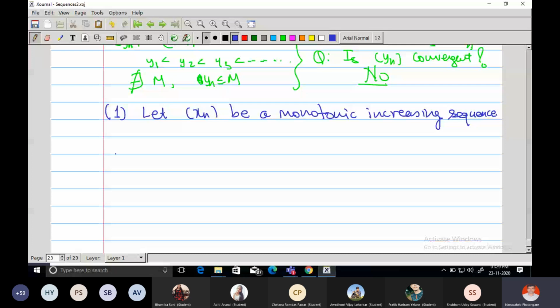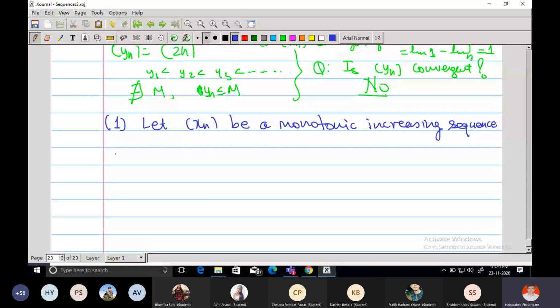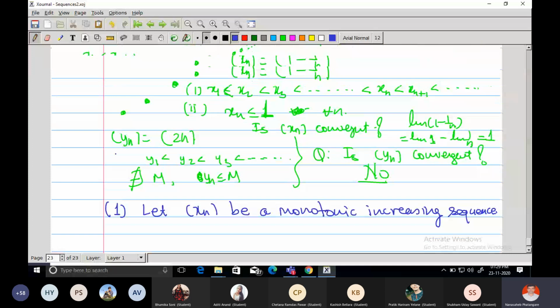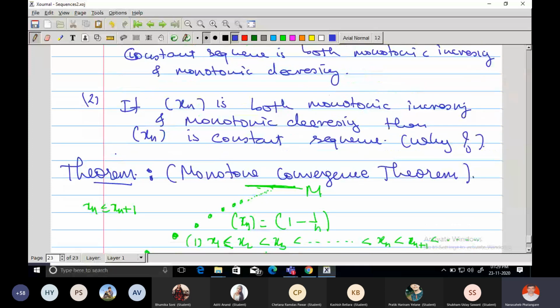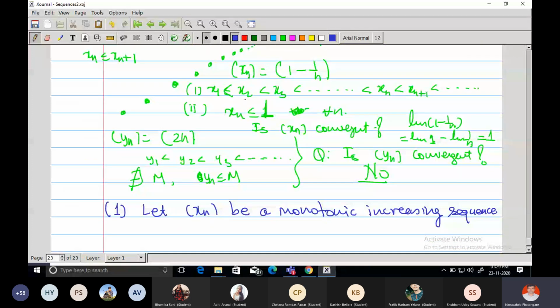Yes, if it is bounded above, because the tendency is increasing. Bounded below is an obvious thing, right? Because if you look at a monotonic increasing sequence, the tendency is increasing. See, x1 is less than x2 and so on. So x1 is a lower bound, that is clear. So if a sequence is monotonic increasing, certainly it is bounded below. The question is whether it is bounded above. That makes the difference, right?